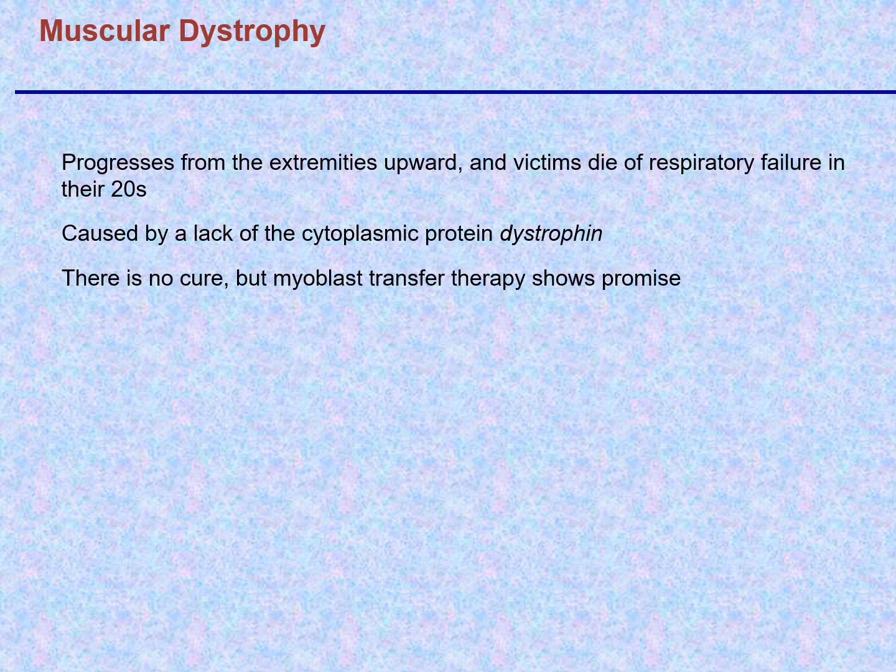It progresses from the extremities upward, and eventually, unfortunately, people die of respiratory failure in their 20s because they cannot breathe adequately to sustain life. It's due to the lack of a cytoplasmic protein that's normally expressed and found in the muscle tissue, which is called dystrophin. So they lack that. There is no cure. They've been trying muscle stem cell transfer therapy, but right now it's still not a treatable disease.